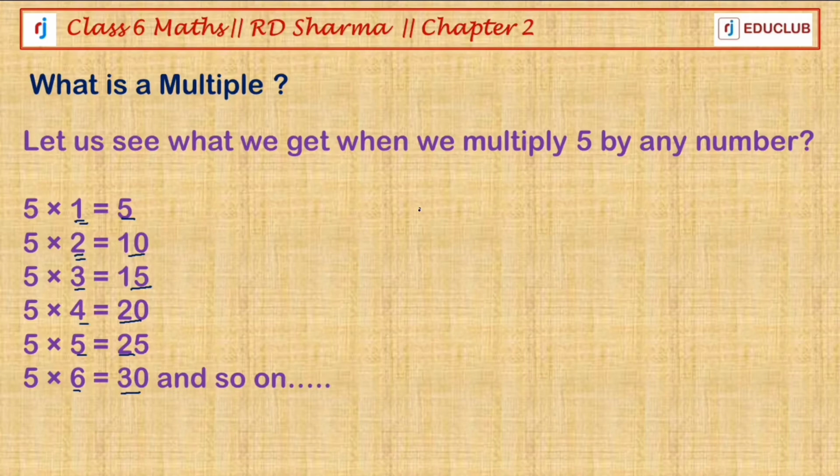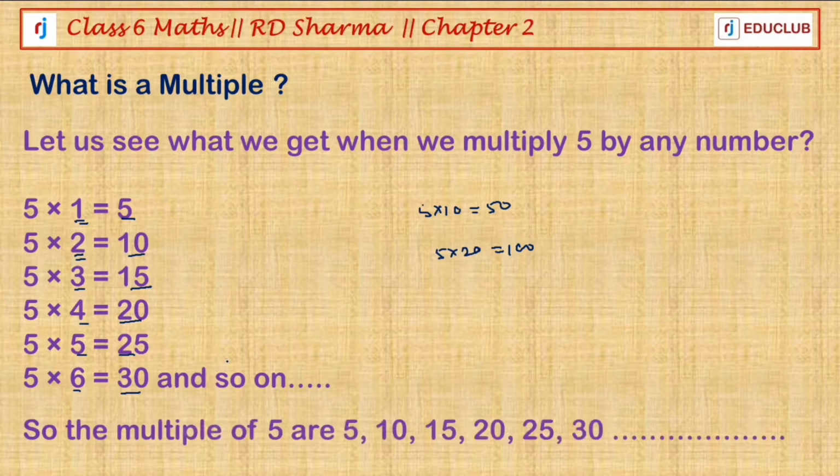If I multiply 5 by 10, I'll get 50. If I multiply 5 by 20, I'll get 100. And so on. We can multiply a number by any number. These numbers are the multiples of this number. I'll say 5, 10, 15, 20, 25, 30. These are the multiples. So multiples of 5 are 5, 10, 15, 20, 25, 30, 35, 40 and so on it will go.